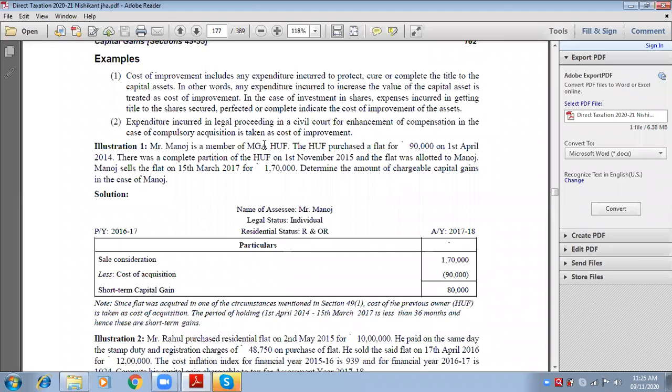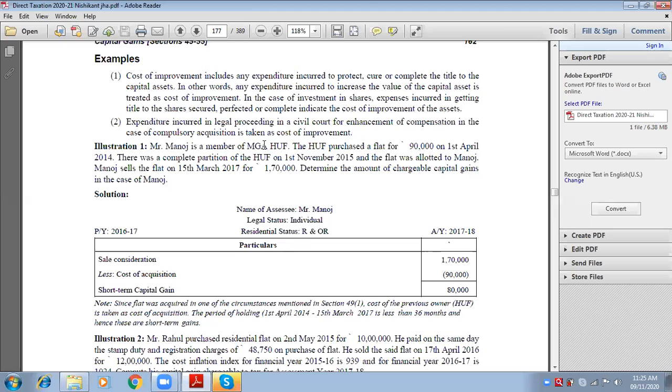Next, less cost of acquisition. Is it given in the question? Did you purchase the property, and is the cost of purchasing the property given in the question? Yes. How much did HUF purchase this property for? 90,000. So you will write in the inner column 90,000 directly. No CII is available. And you don't have to use CII even if it is available, because it is short term. Even if they give you CII, it will be for confusion.